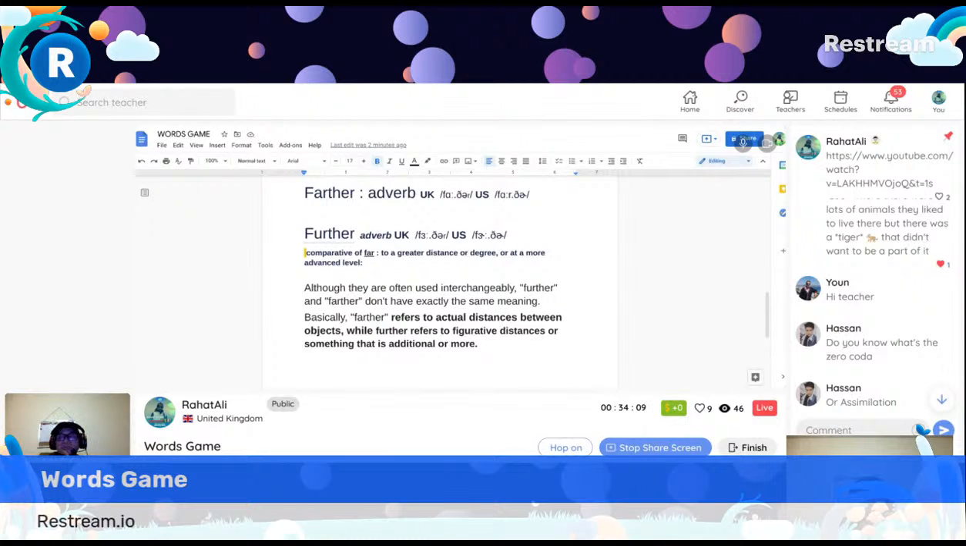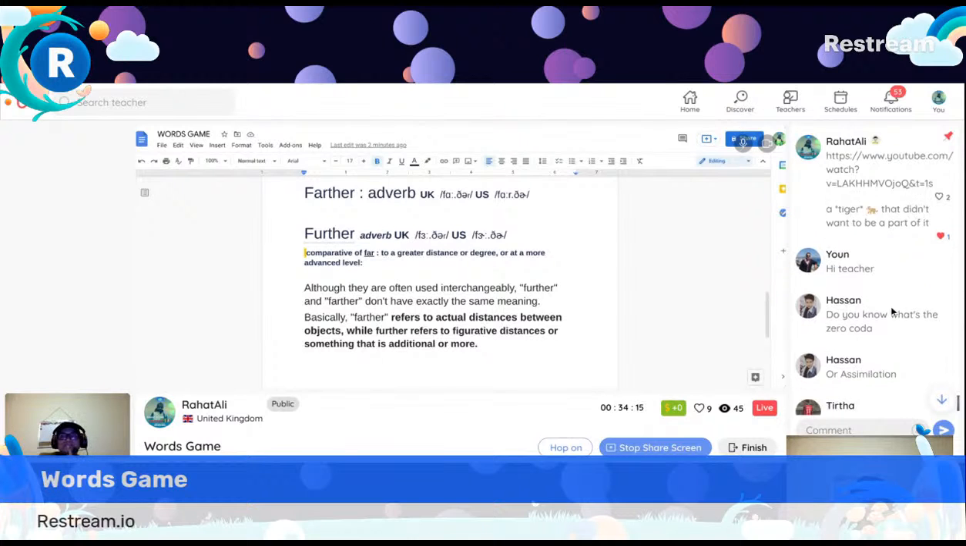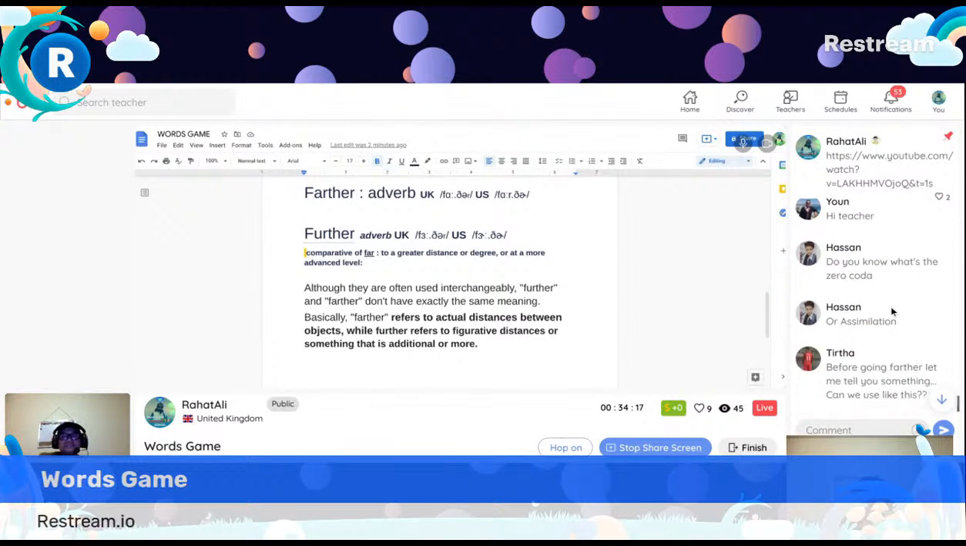Hassan says, do you know what's the zero coda? No, I don't have any idea. I'm sorry, Hassan. I know assimilation, but not the zero coda. That's a new word for me.